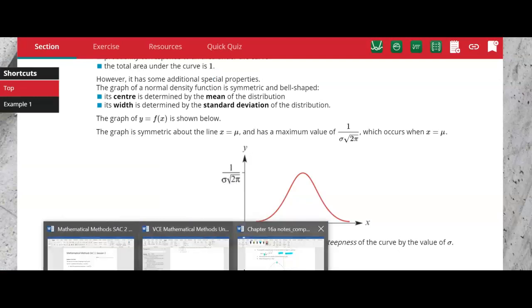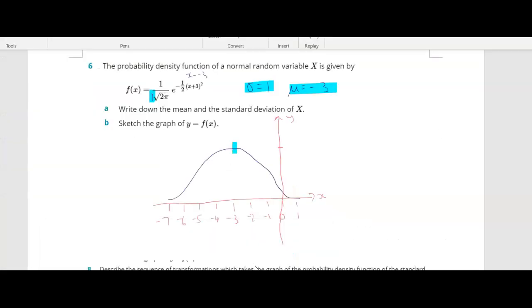Okay, so we've got 1 on sigma times the square root of 2 pi. Now I can just substitute in sigma. So 1 on root 2 pi. So if you wanted to get the coordinates of that point there, it's just going to be negative 3 and 1 on root 2 pi.